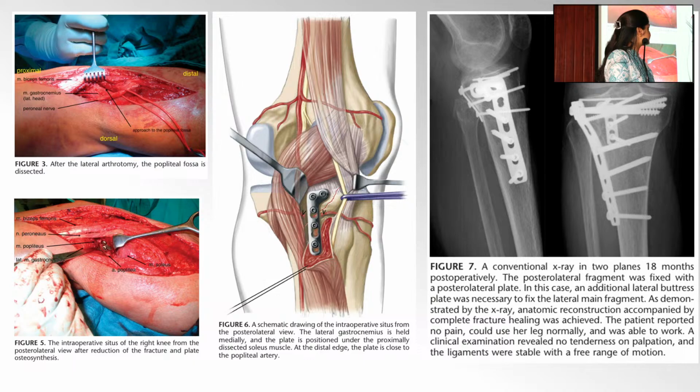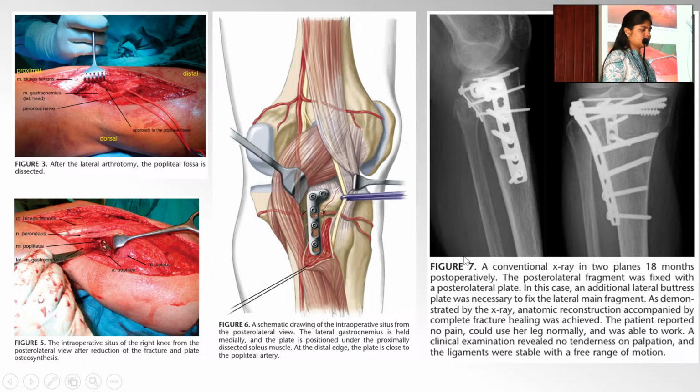Where is the popliteal nerve? Common peroneal nerve, yeah? Here, this is the common peroneal nerve. Major nerve? No, now we should retract it laterally, sir, so that we can place the plate. So the relationship in the popliteal fossa is AVN, popliteal artery, popliteal vein. So lateral is not AVN. So medial to lateral. So it should be very careful.